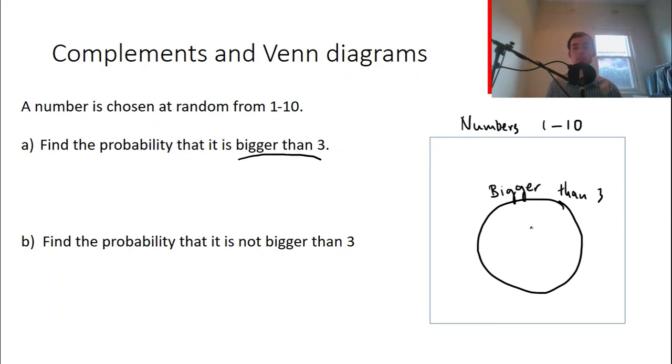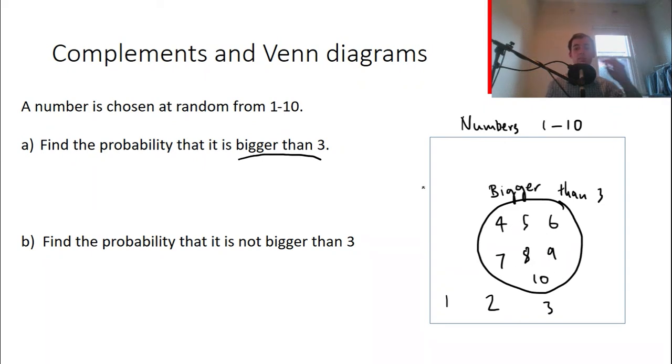So why don't we start off with the numbers that are bigger than 3? Well, we can't include 3, because that is 3. It's not bigger than 3. So we include 4, 5, 6, 7, 8, 9, and 10. And outside the circle, all the numbers that are not bigger than 3. So that would be 1, 2, and 3. Also, I don't know why I wrote commas here. You don't have to write commas.